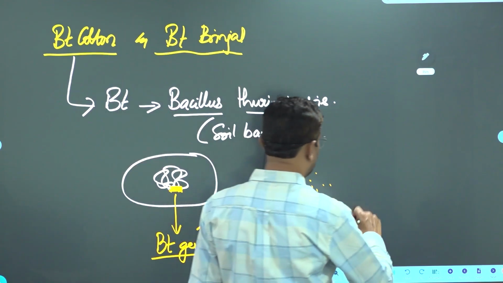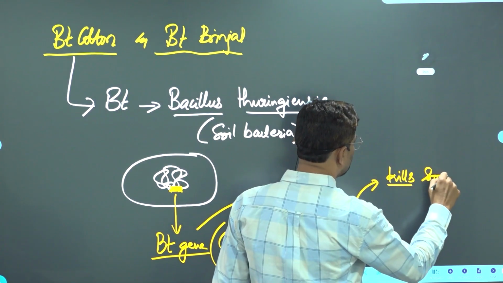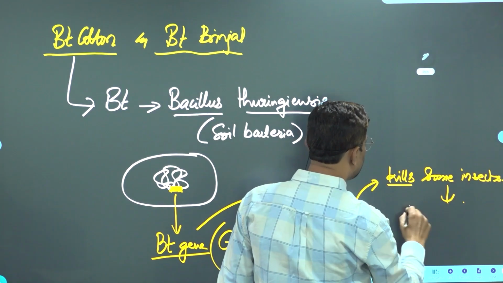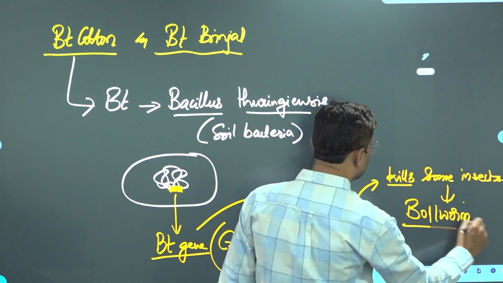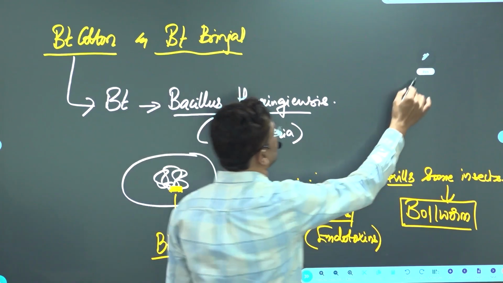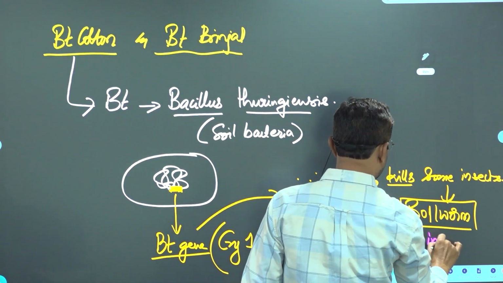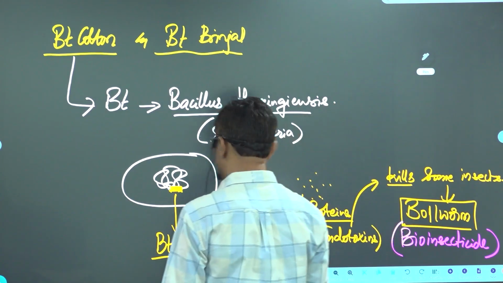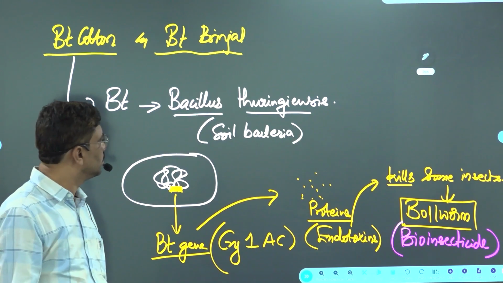These endotoxins kill some insects, like bollworms. That means it is acting as a bioinsecticide. It kills bollworm. That is acting as a bioinsecticide.